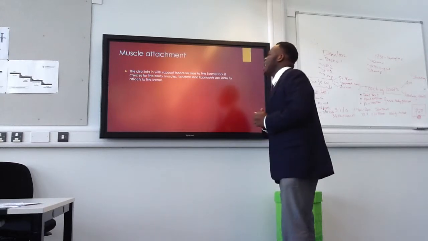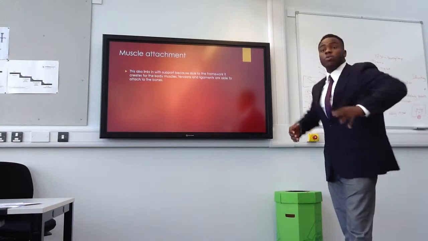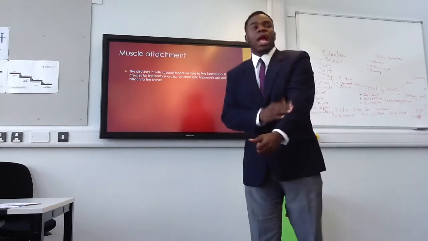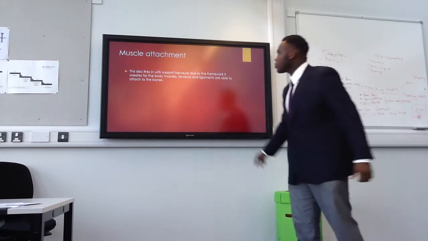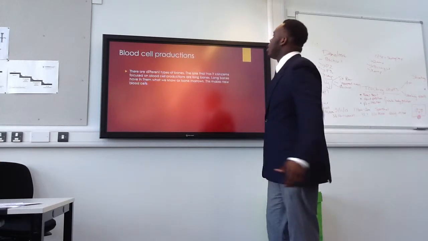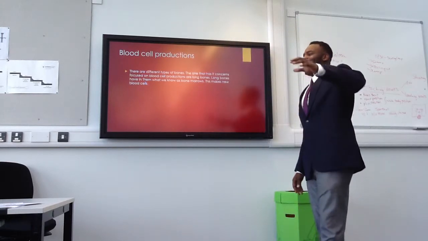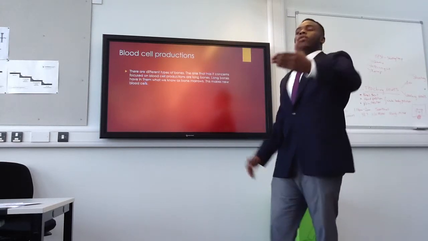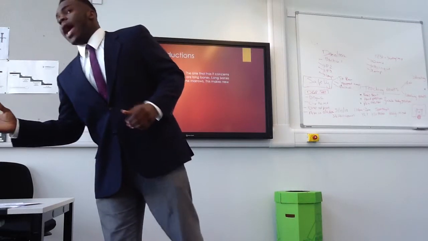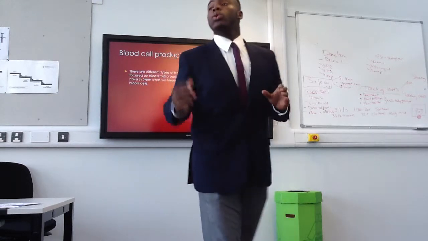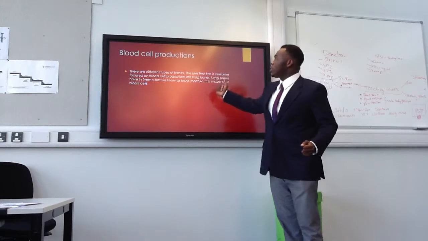Muscle attachment. This also links in with support, because due to the framework of our body, the muscles and tendons and ligaments are able to be attached to the bones. Blood cell production. Now, when we go further into the types of bones, you see that there's a type of bone called the long bones. And in long bones, we have what we call the bone marrow. And the bone marrow is where blood cells are made.